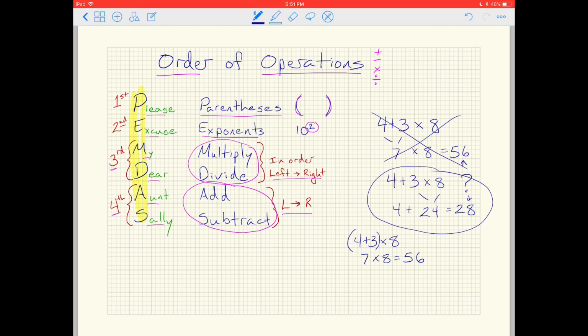Now, if you just have a string of numbers to add and subtract or multiply, divide, like 7 minus 3 plus 4, even though subtract's on the bottom, adding and subtracting are at the same level, we just move left to right. So we are going to start on the left with the 7, take away the 3, get 4, add that next 4, and so our answer is 8.